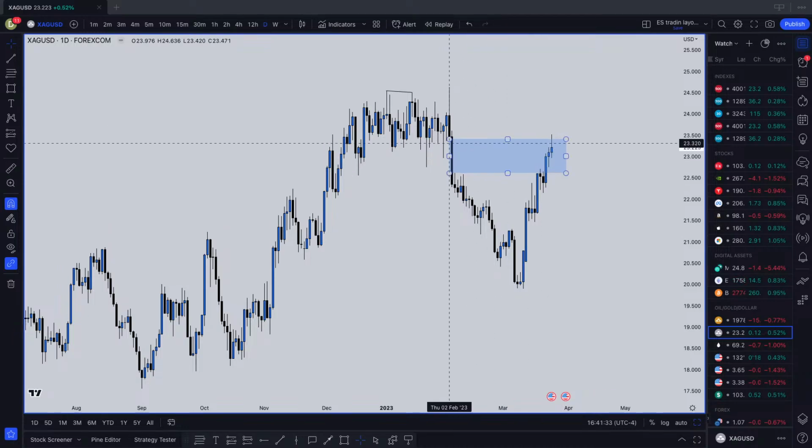So if silver does get heavy inside of the SIBI and bearish order block in here, that would probably lead to more downside continuation in gold. And that'll also depend on what we see here in the dollar index.